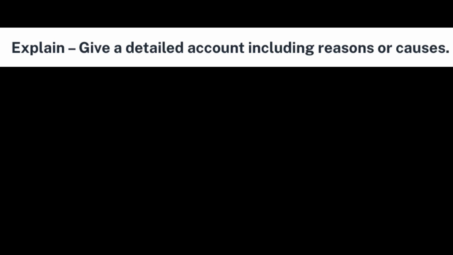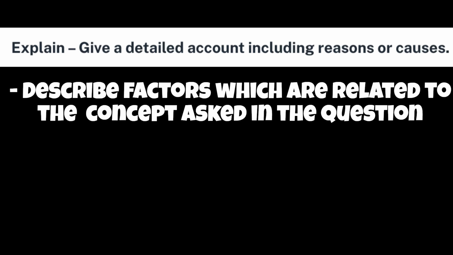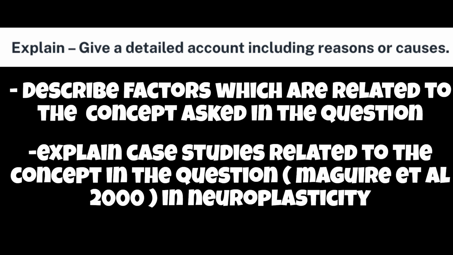So for example, if you were asked to explain the biological explanation behind neuroplasticity, you would describe factors such as the neural networks of the brain and synaptic plasticity, while referencing and thoroughly explaining studies such as McGuire et al. 2000, as this supports the idea of neuroplasticity.